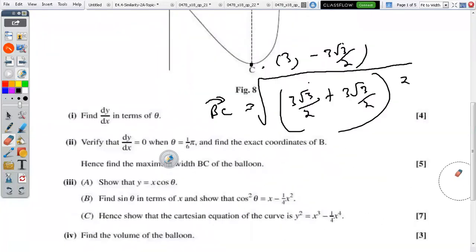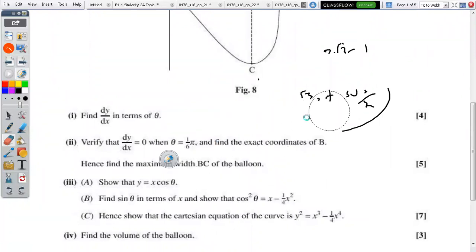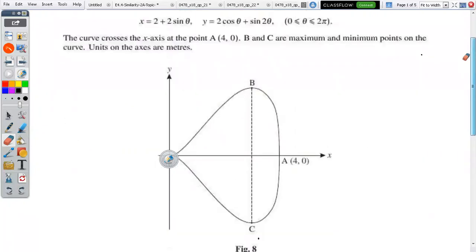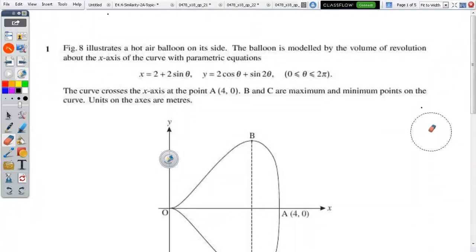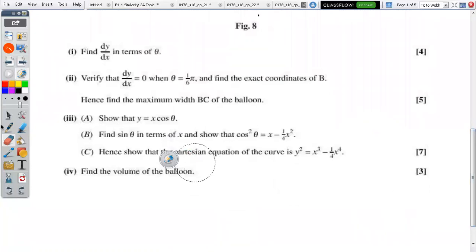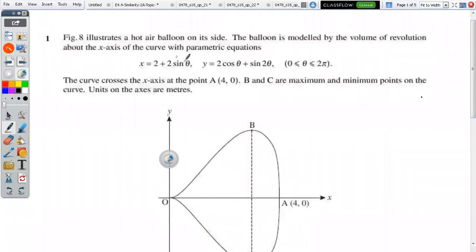So what do you do? Show that y is equal to x cos theta. What do you do there? But look at your thing. You can apply y is equal to x times cos what? Cos theta. So you can pick it from here, because we want to prove that y is equal to x cos theta. So what is x? Let's pick it from there.